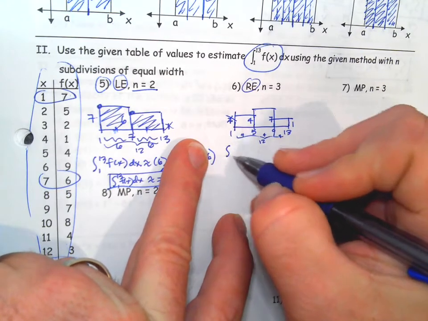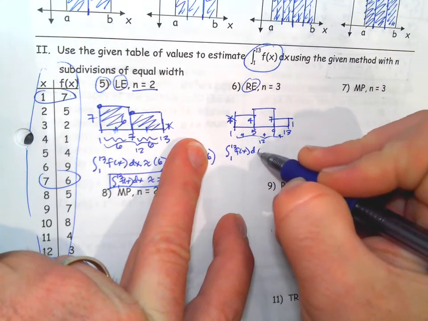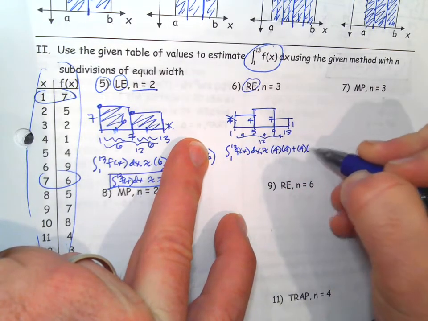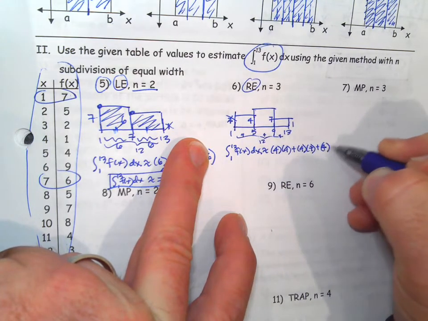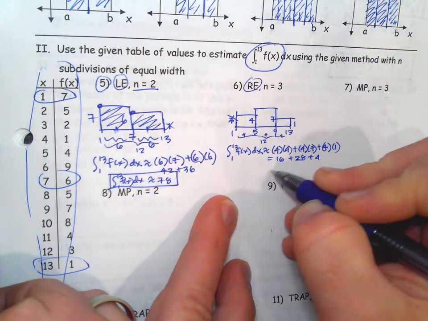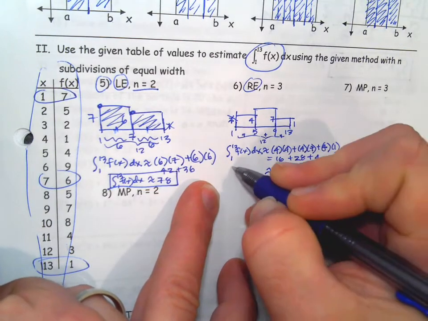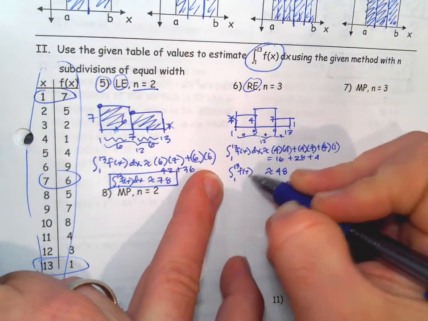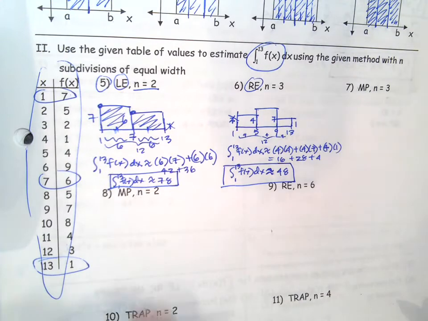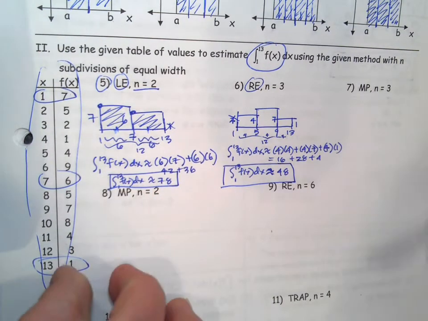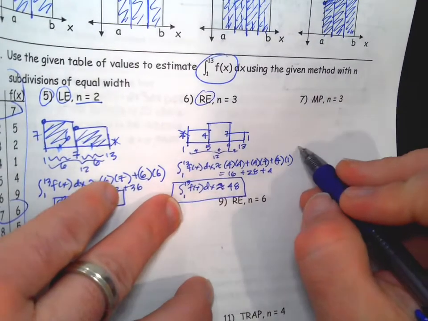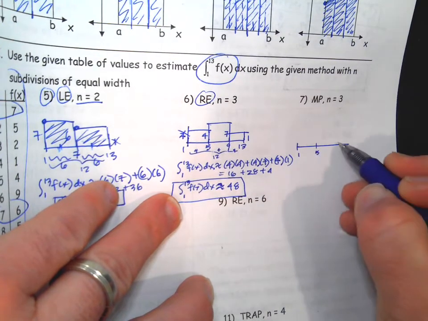So the integral from 1 to 13 of f of x dx is approximately 4 times 4, 4 times 7, 4 times 1. So that's 16 plus 28 plus 4, which is 48. That's our integral from 1 to 13 of f of x dx, and using this symbol right here is the most appropriate symbol. This is a rough answer. In fact, these are estimating the same function, with different techniques and different numbers of slices. More slices is better.